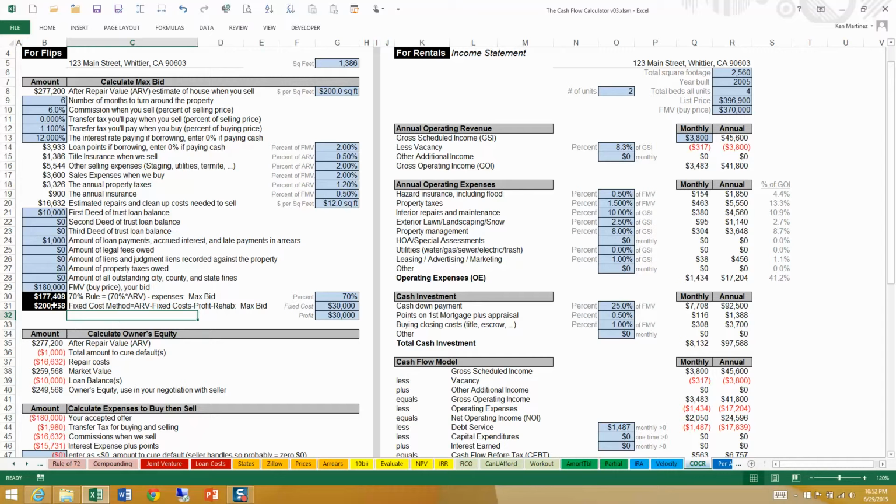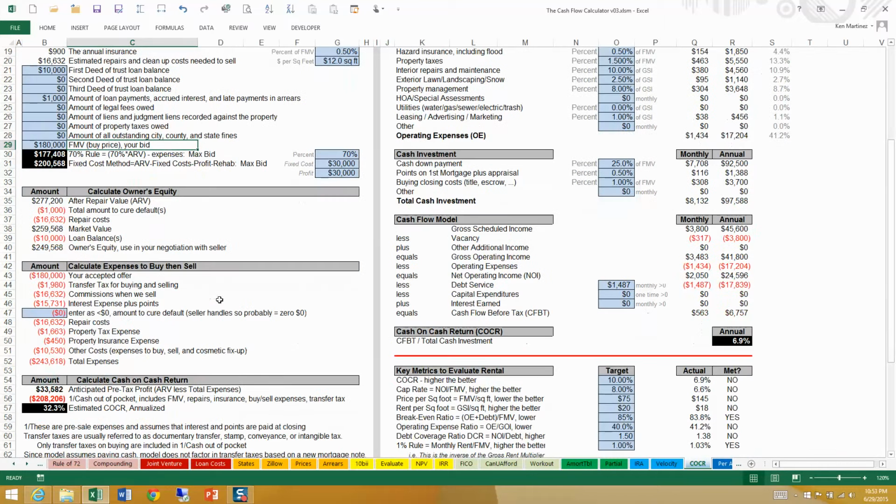So I've given you a different way of also estimating what you should be purchasing this property for, which is the fixed cost method, and you'll just need to estimate what your profit is going to be and what your fixed costs are, and then use this formula: ARV minus fixed cost minus the profit minus rehab is your max bid. So a couple of things to look at depending on what type of house you're buying. Is it on the high or low end, or is it right in the middle? That will guide you on what your max bid should be for the property that you're buying.